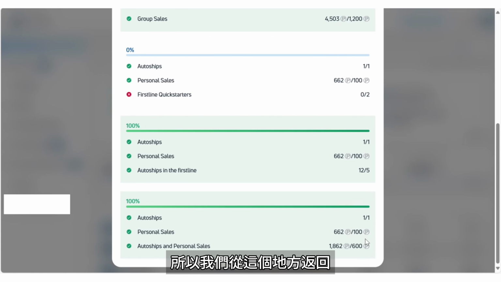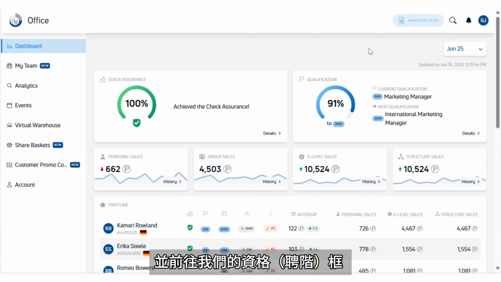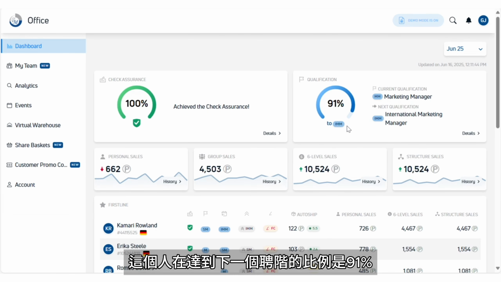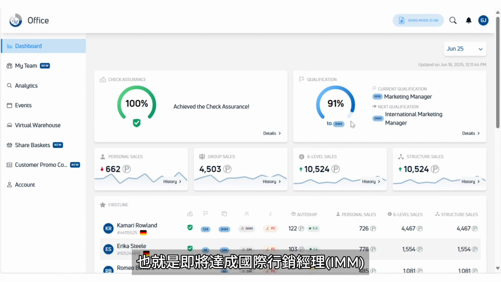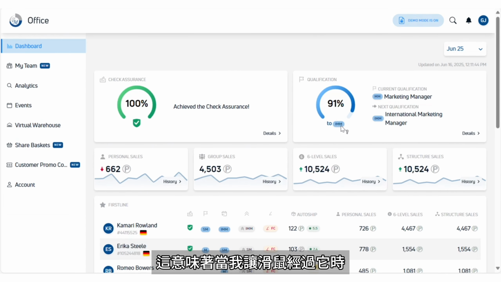So let's go out here again and go to our qualification box. So here you see this person is already 91% on the way to qualify the next rank, which is international marketing manager. So here IMM. So when I have my mouse going over it, you see this question mark popping up, which means there is information behind.